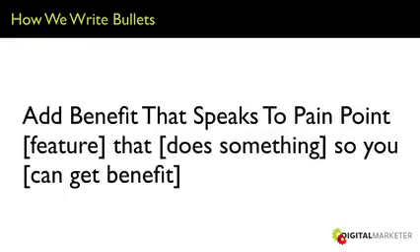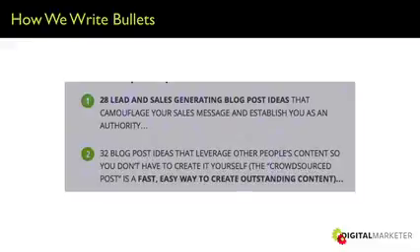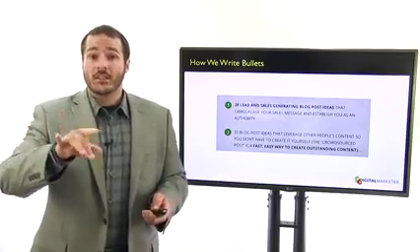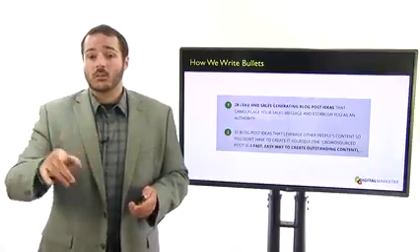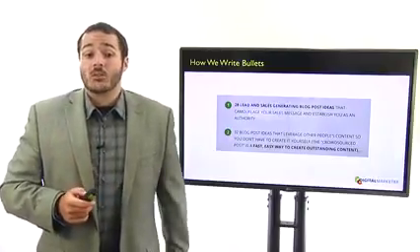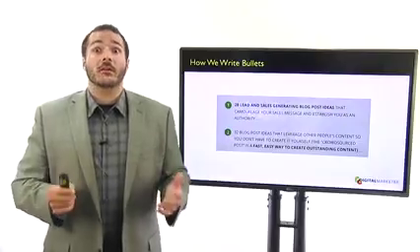So here's an example of some of our bullet points. We say, "32 blog post ideas that leverage other people's content so you don't have to create it yourself." See how they say what it is, what it does, and then how it benefits you. Very, very powerful there. They're longer bullet points, I know, but since we're scanners, you can also bold different parts of the bullet point to get people to the areas that you need. So that's how we write our bullet points, and it works very, very well for us.